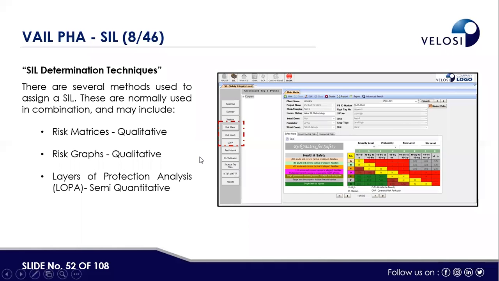And then in this software, we can assess or classify or determine the SIL levels by using 3 methods: risk matrices, which are qualitative methods, risk graphs, which are qualitative methods as well, and then the layers of protection analysis method, which is a semi-quantitative method. So in the risk matrix, we have to choose only 2 parameters: the consequence severity and the likelihood or probability. We will get the risk level. It is a relatively simple method compared to the other 2 methods. So we will go into detail as well.